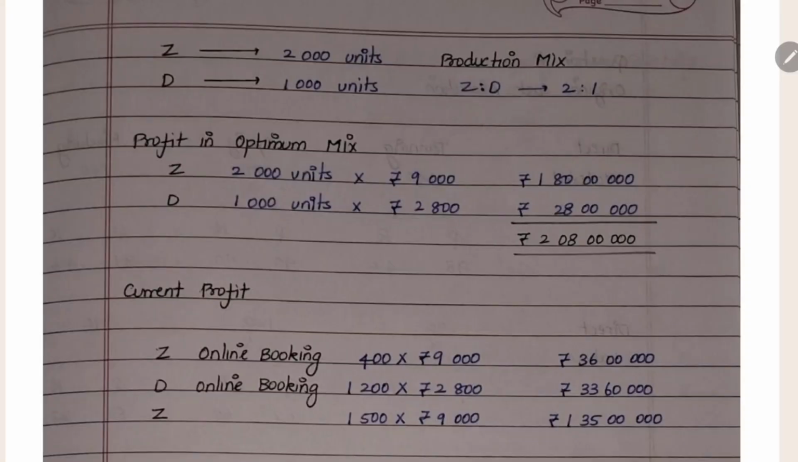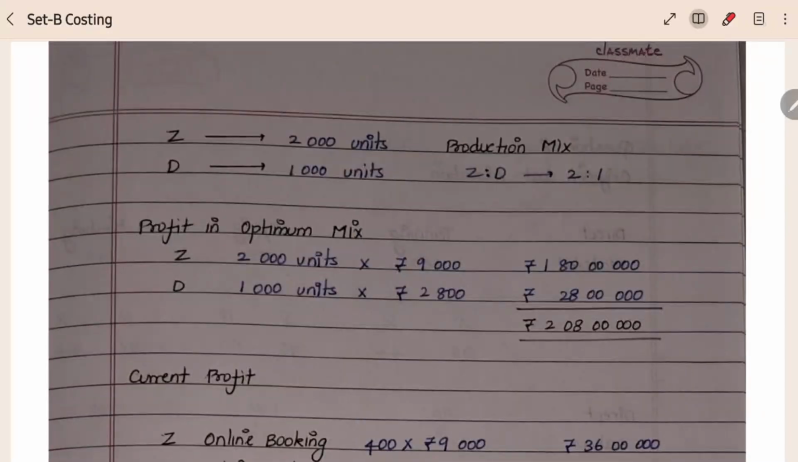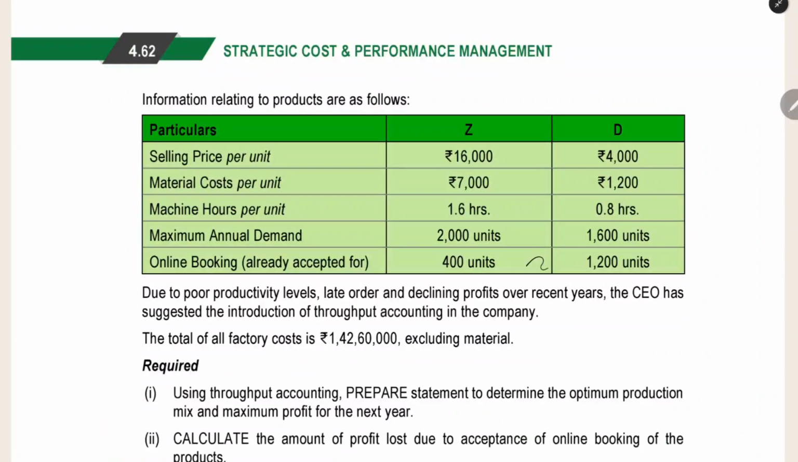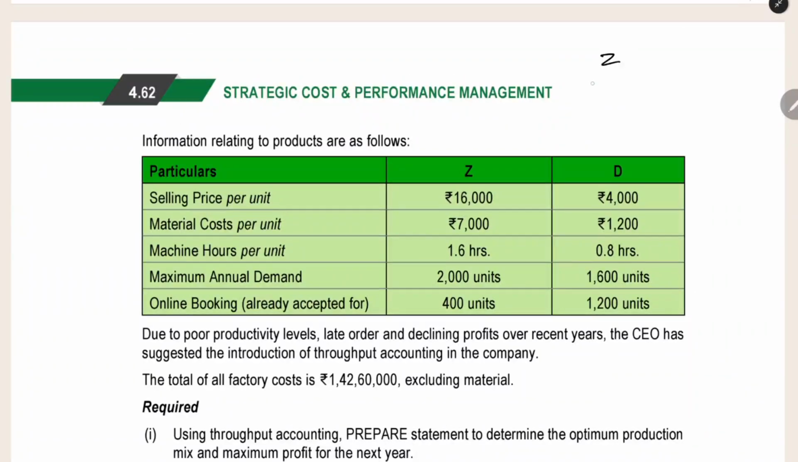Now, the current profit we have to calculate. What is the current profit? Currently, the company has already accepted the online booking for 400 units and 1,200 units. In the optimum mix, what we have to do is sell 2,000 units of product Z and 1,000 units of D. 2:1 is the ratio. Here they have already accepted 400 units and 1,200 units.